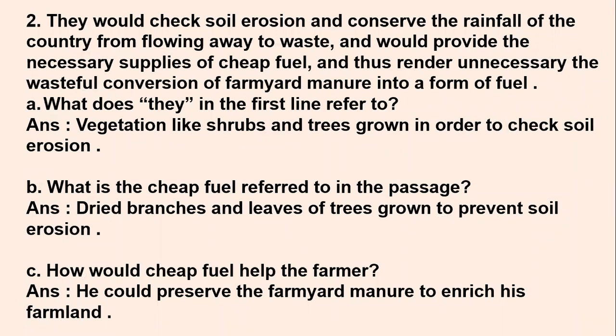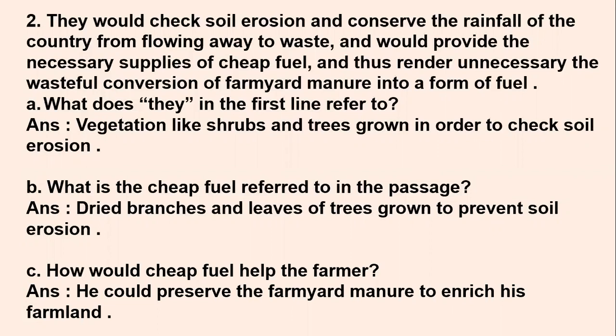They would check soil erosion and conserve the rainfall of the country from flowing away to waste, and would provide the necessary supplies of cheap fuel, and thus render unnecessary the wasteful conversion of farmyard manure into a form of fuel. So now the sentence is given. Based on this, you have three sub questions. So what is mentioned in this sentence? That they would check soil erosion, and they would conserve the rainfall also, means they would control and prevent soil erosion and rainfall of the country from going to waste. If we control it, the soil erosion will not happen and it will not be wasted.